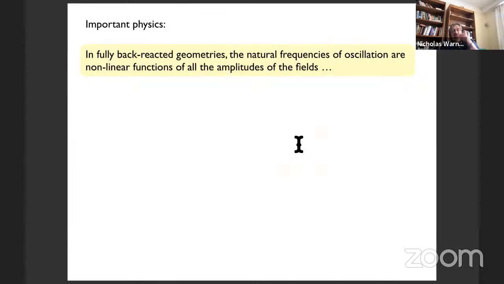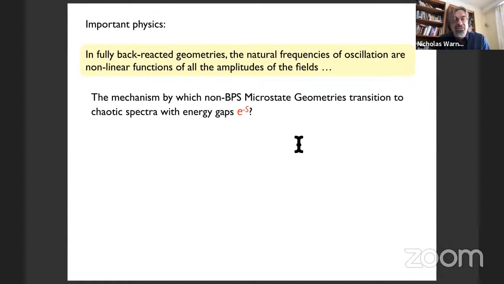Now, as I say, I think the important new physics we'll learn from this in the fully back-reactive geometry is that all the natural frequencies of all the oscillations are nonlinear functions of the amplitudes of all the other fields. So I think this may have something to do with the mechanism by which the non-BPS microstate geometries transition to the more chaotic spectra. Because if everybody's frequency cares about the amplitude of everybody else, it can't do anything other than produce some kind of chaotic spectrum like this.